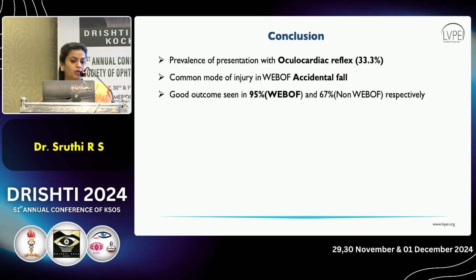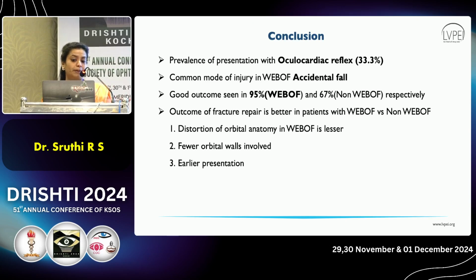To conclude, the prevalence of presentation with oculocardiac reflex, seen in 33.3% of white-eyed blowout fracture, was one of the interesting outcomes that we saw in our study. The most common mode of injury of white-eyed blowout fracture was accidental fall. A good outcome was seen in 95% of WEBO as compared to 67% of non-WEBO. We also saw that white-eyed blowout fracture category children had a lesser mean age as compared to non-WEBO.